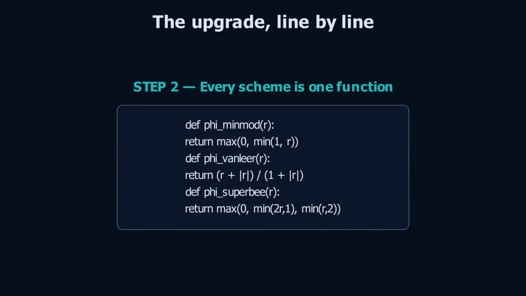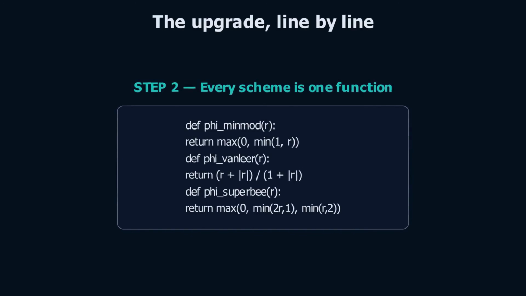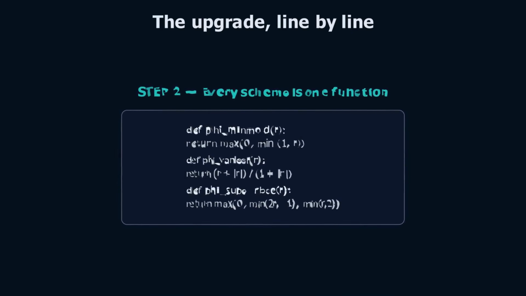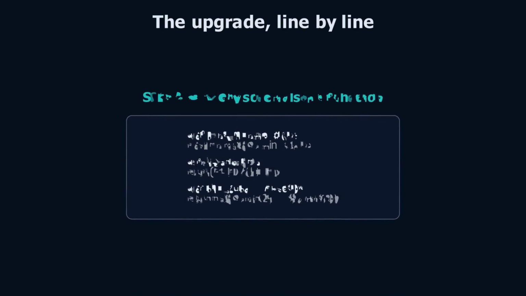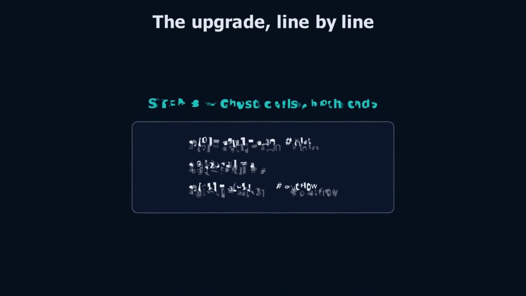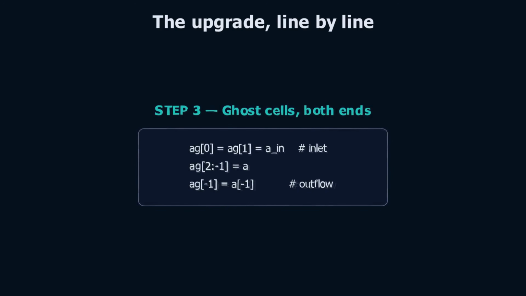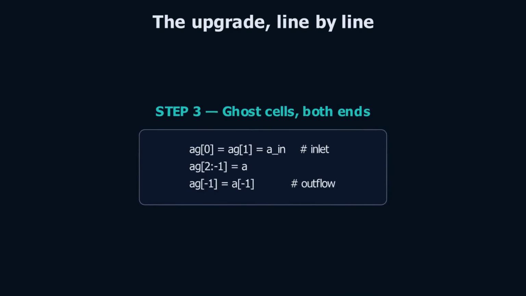Step 3, ghost cells. 2 upstream cells carry the inlet value, because a second-order face needs 2 levels of upstream information. 1 downstream ghost copies the last cell, a 0 gradient outflow. This is the same conservation lesson as part 1, upgraded for a wider stencil.